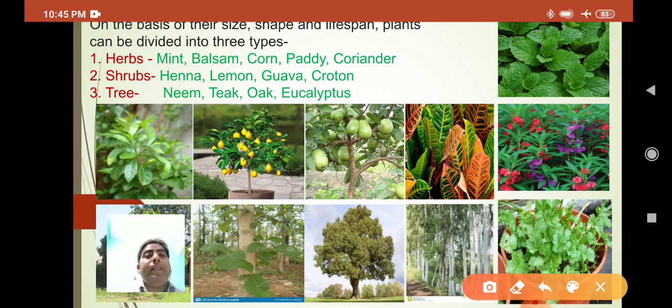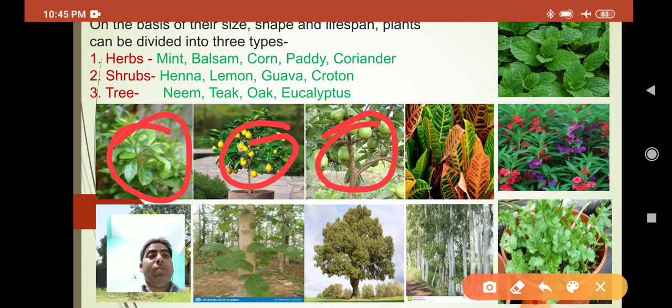these branches. Here the branches are coming from the base of the plant. Here also you can see, and in this plant you can see also. And this is a croton plant, you can see here also. These are examples of shrubs: rose also comes under the shrub, jasmine also comes under the shrub, and china rose also comes under the shrub category. Lemon you have seen, guava you have seen.